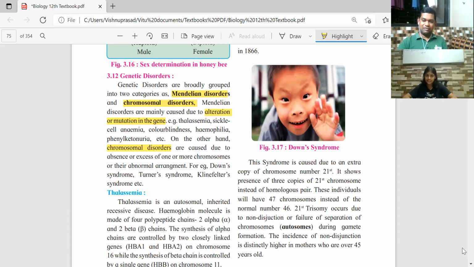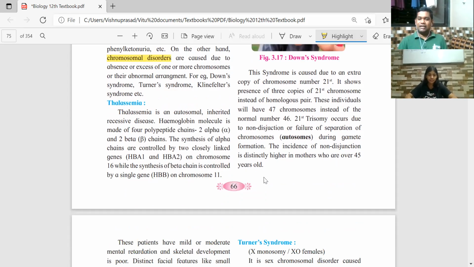So let us see some of them. What are the symptoms and what are the reasons? So the first one, let us take a look at thalassemia. Thalassemia क्या है? Mendelian disorder है first thing.